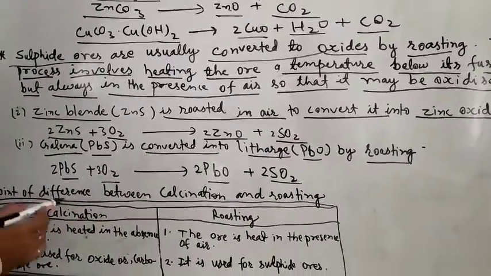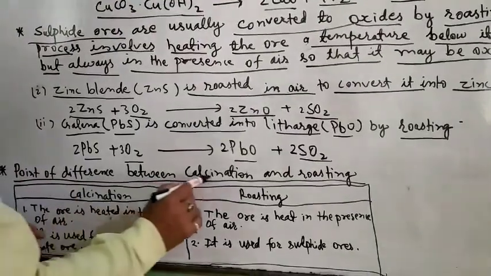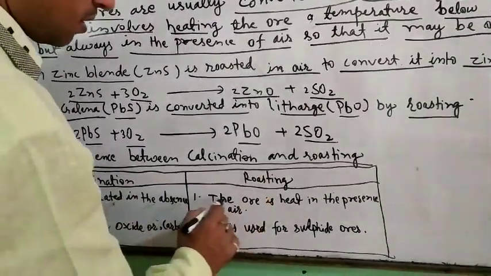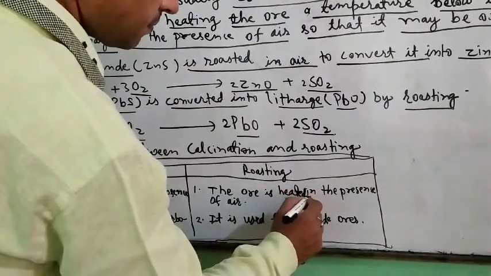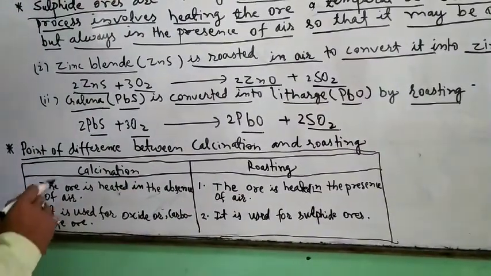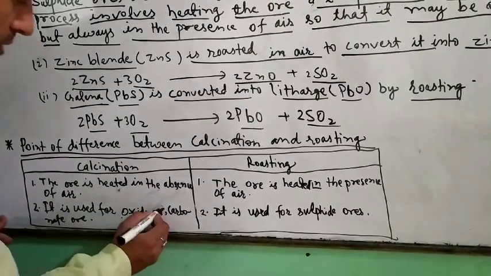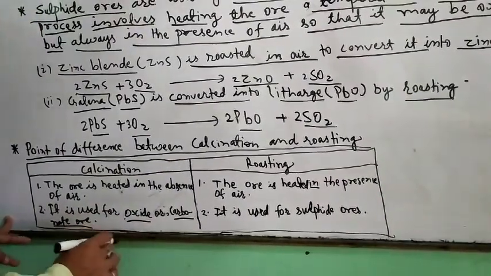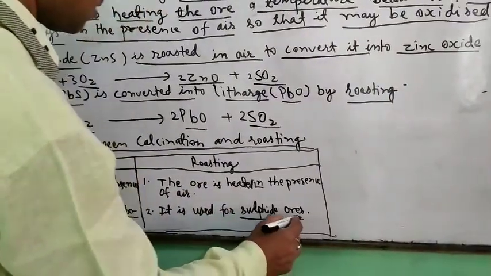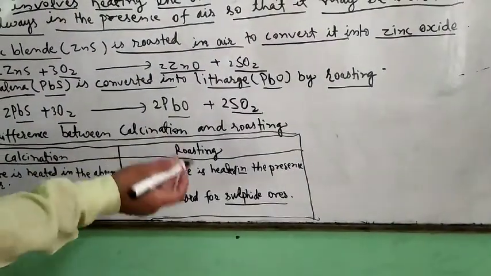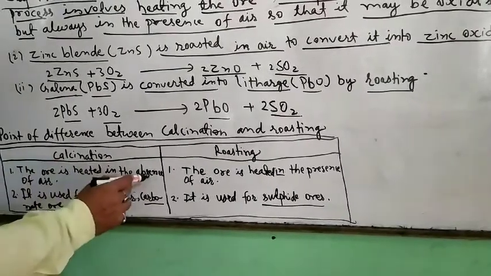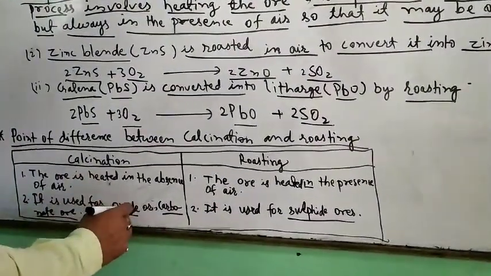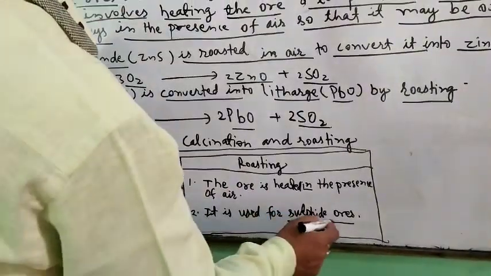So what is the difference between these two processes? We can conclude the points of difference between calcination and roasting. In calcination, the ore is heated in the absence of air, but in roasting the ore is heated in the presence of air. In calcination, oxide or carbonate ores are used, but in roasting, sulfide ores are used. So there are two points of difference: calcination is done in the absence of air, but roasting is done in the presence of air; calcination is used for oxide and carbonate ores, while roasting is used for sulfide ores.